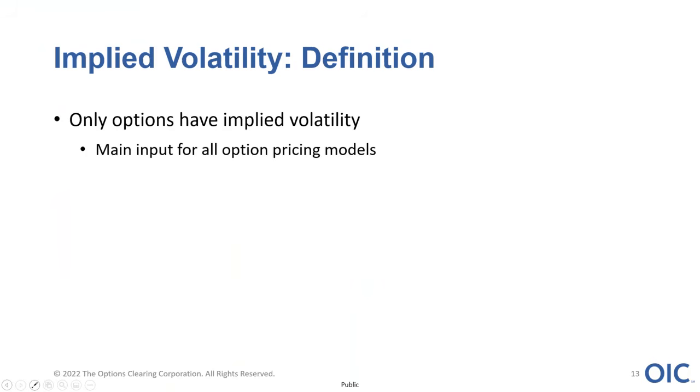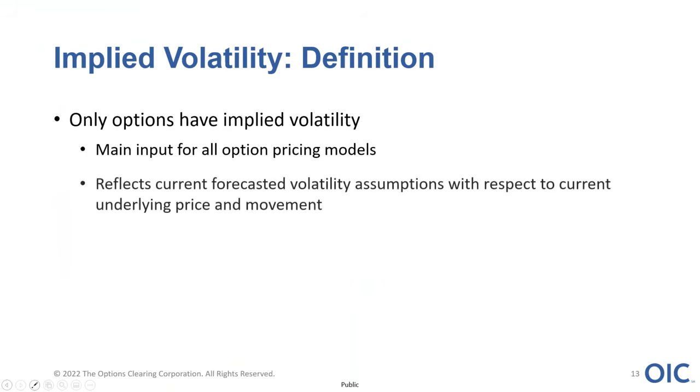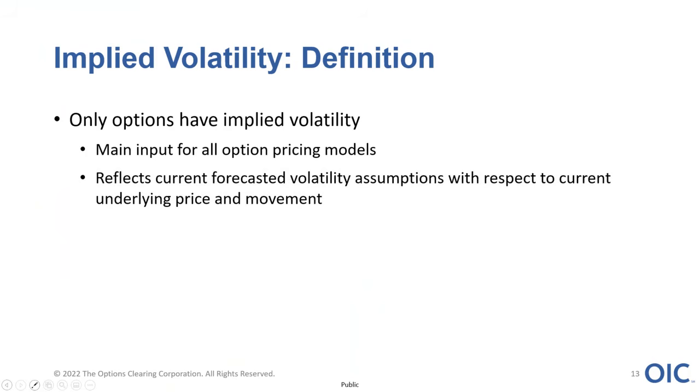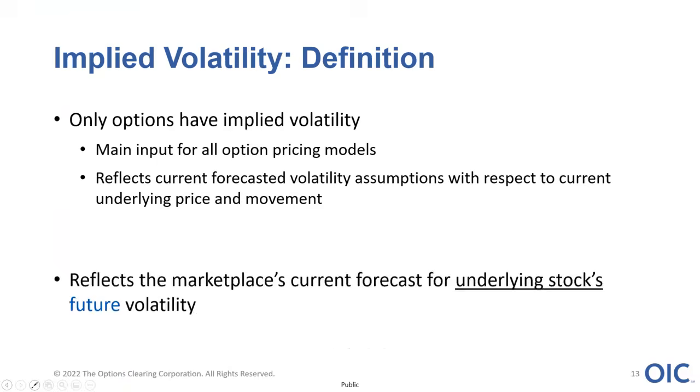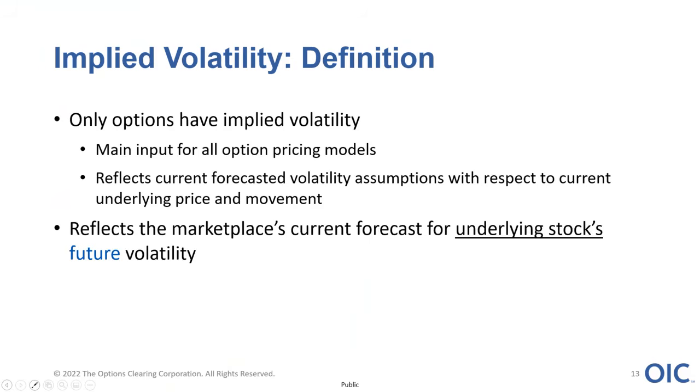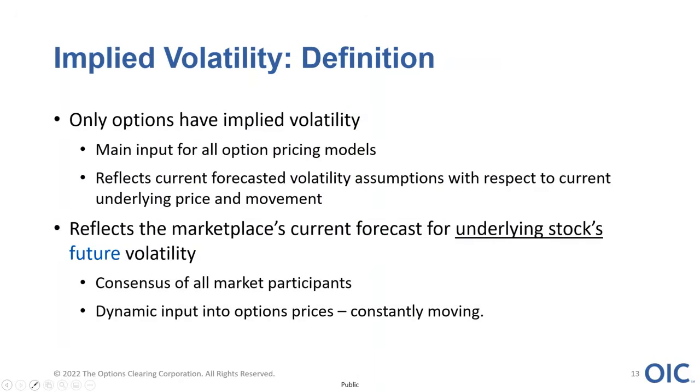It's the main input for all pricing models. It reflects a current forecasted volatility assumption with respect to the current underlying price and movement. What it is essentially is the market's best guess for the underlying stock's future volatility. It's the market essentially trying to crowdsource the idea of how much vol you can expect from this asset over the next period of time. If it's a 30-day option, the implied volatility of that 30-day option is the market's best guess as to how much that stock is going to move over the next 30 days. It is a forward-looking metric.